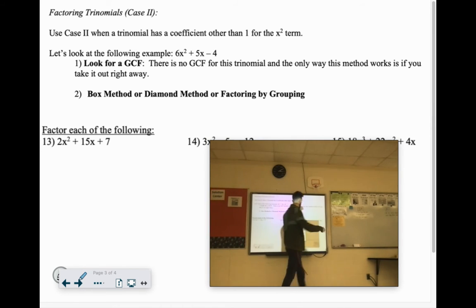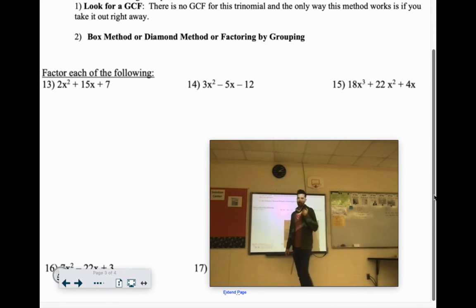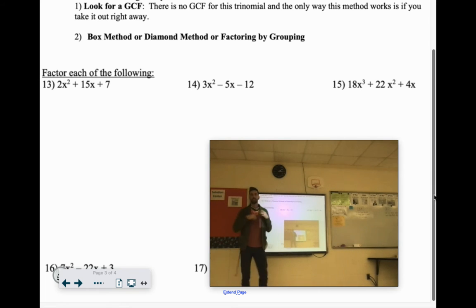Ooh, this is where it gets a little more exciting. I actually like these problems. Always look for greatest common factor first. On number 13, there is no common factor. Then we have this number in front of the x squared. We're going to multiply the first number with the last number. 2 times 7 is 14. And just like before, we're looking for factors of 14 that add up to 15.